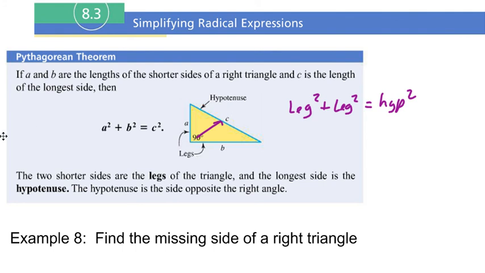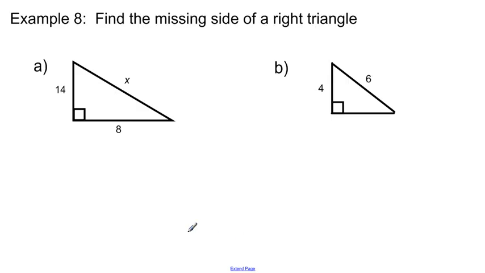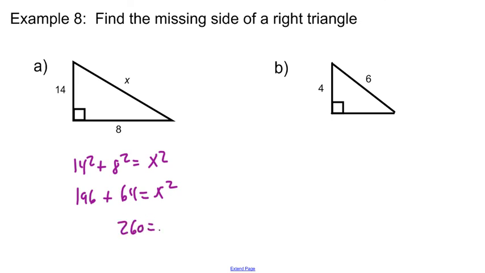Okay, so watch. This is going to be pretty simple here. Nothing too crazy at all. So again, the 14 is a leg, the 8 is a leg, and the x is, I'm sorry, the hypotenuse. So we can do leg squared plus leg squared equals hypotenuse squared. And now we're just solving for x. We just use our awesomely cool algebra skills. 14 squared is 196. 8 squared is 64, equals x squared. So 196 and 64 gives us 260 equals x squared.